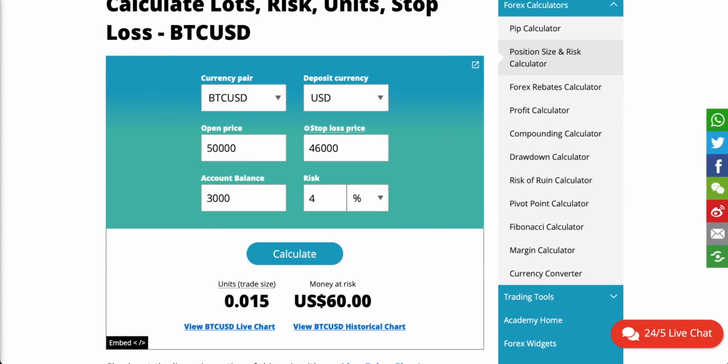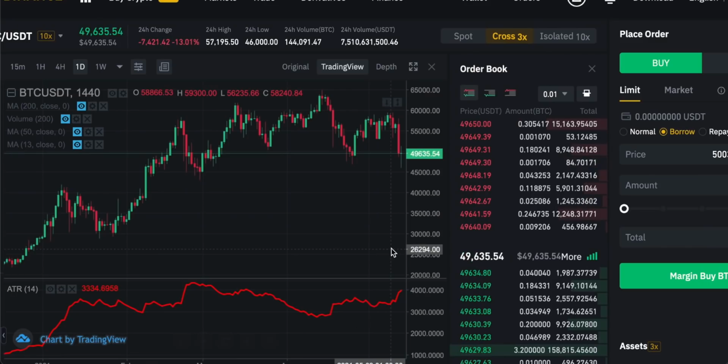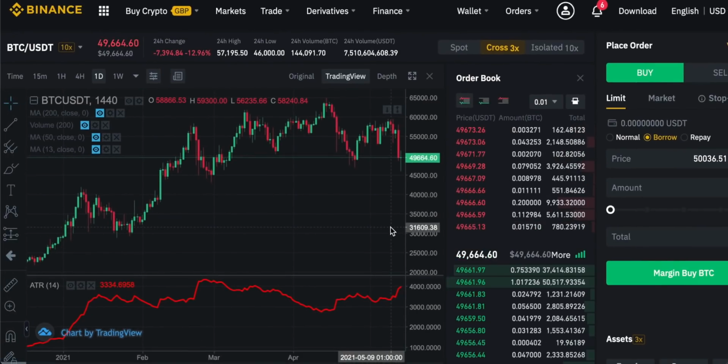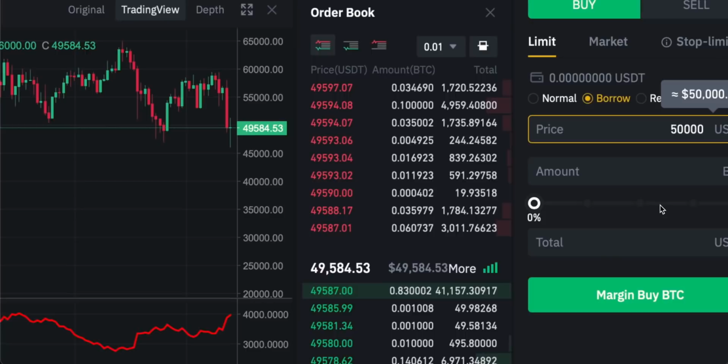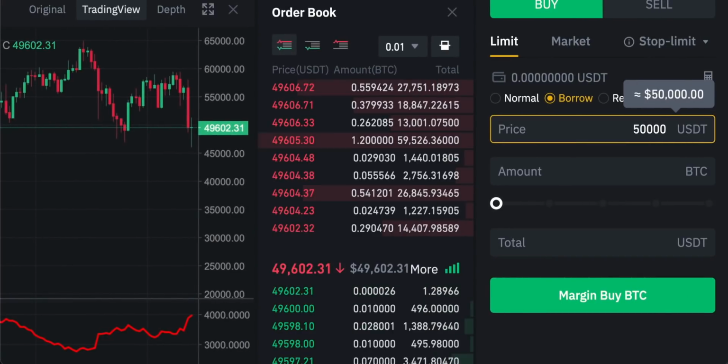Now that we know all of the different risks that we're taking, we can simply come back to the Binance trading page and we'll put in an order. So we can go 50,000. Let's say we go long at 50,000. We want to take a 2% risk. So how much Bitcoin do we actually have to use?